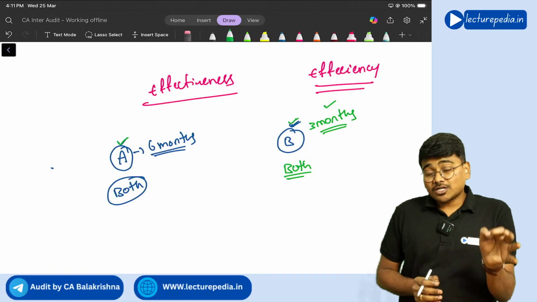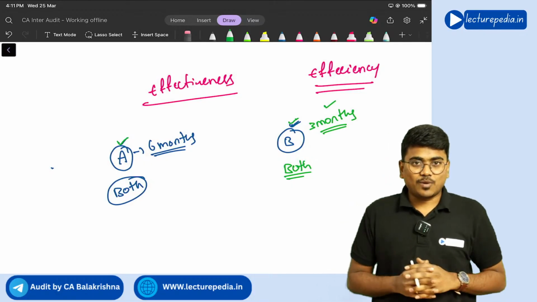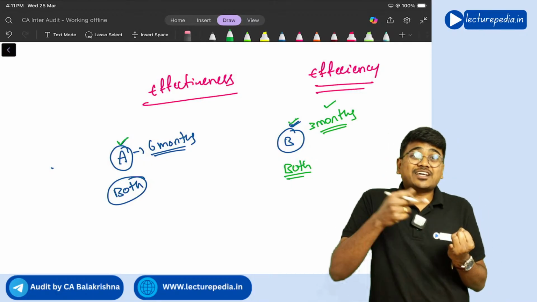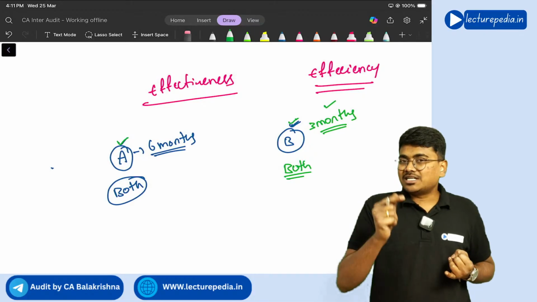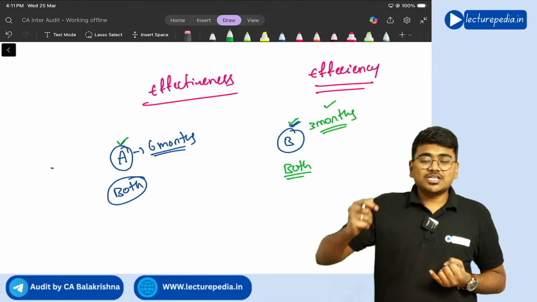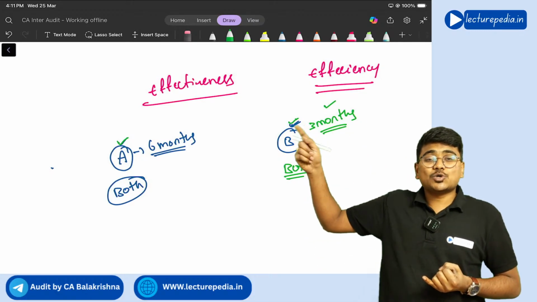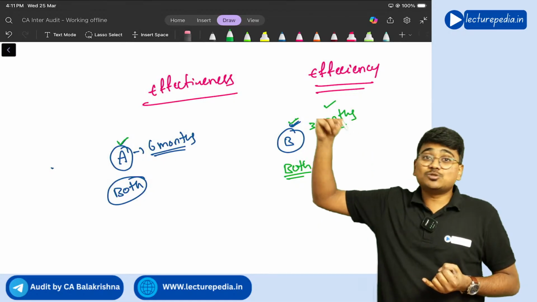So in order to conduct an effective audit, why is planning required? In order to conduct the effective audit, what is the objective of your audit? The objective of your audit is to obtain reasonable assurance that the financial statements as a whole are free from material misstatements, whether due to fraud or error.